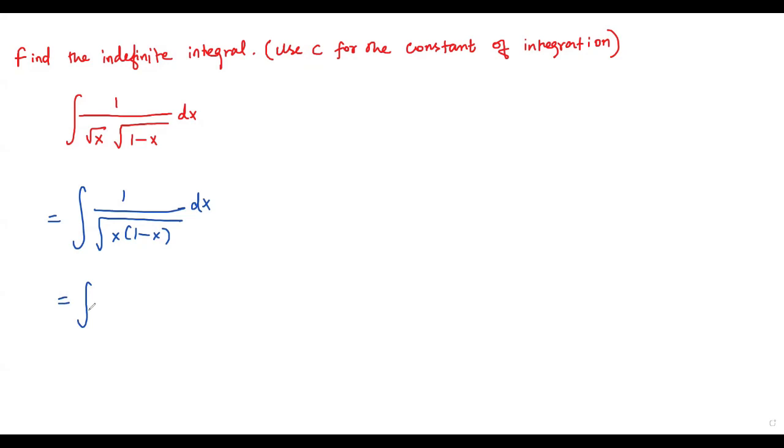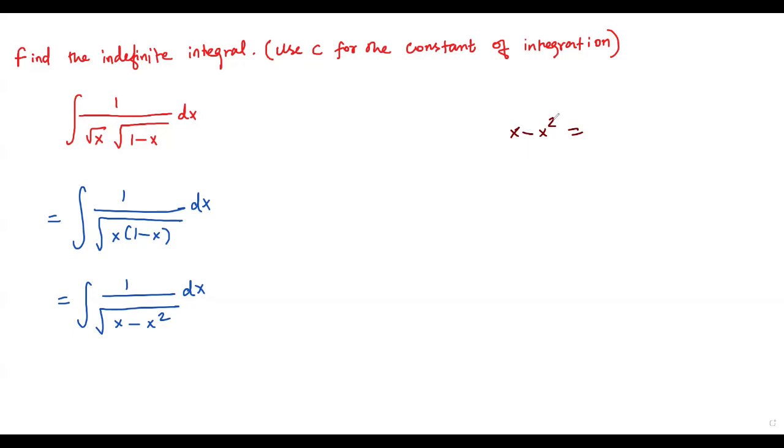Then we have integral 1 over the square root of, we can distribute this x to this 1 and negative x, and I'm getting x negative x square times dx. Now let me consider the stuff we have inside the square root over here, that is x negative x square. Now what I'm going to do is write this expression x negative x square in terms of the square of a binomial.